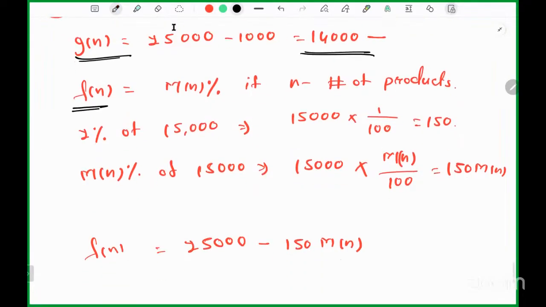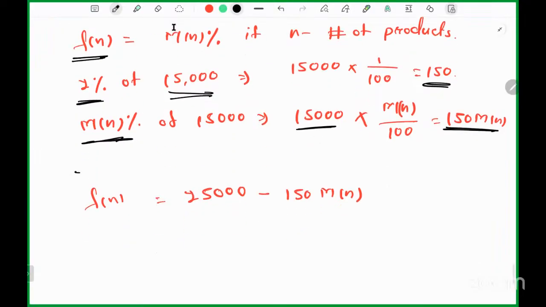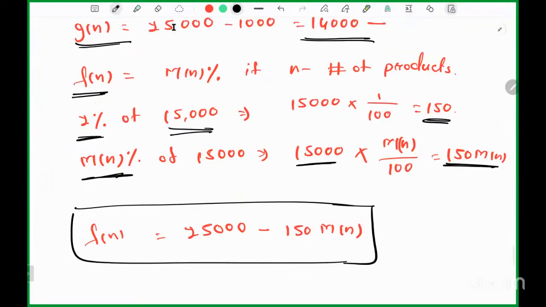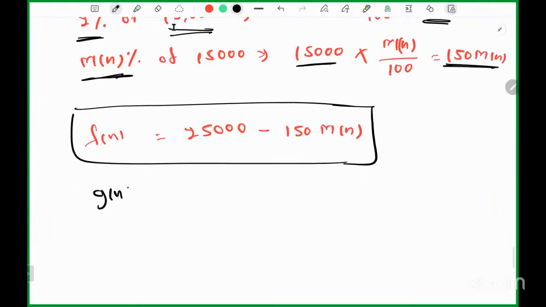But f of n is the price after applying the first offer, and the first offer says that the discount in the total payable amount is mn percent if the number of products bought at a time is n. The 1% of 15,000 is 150 rupees, so mn percent of 15,000 is 15,000 multiplied by mn upon 100, which is 150 times mn. So the function f of n will become 15,000 minus 150 times mn. And the function g of n is 14,000 because the second offer is 1,000 off. Is that clear, f n and g n so far?